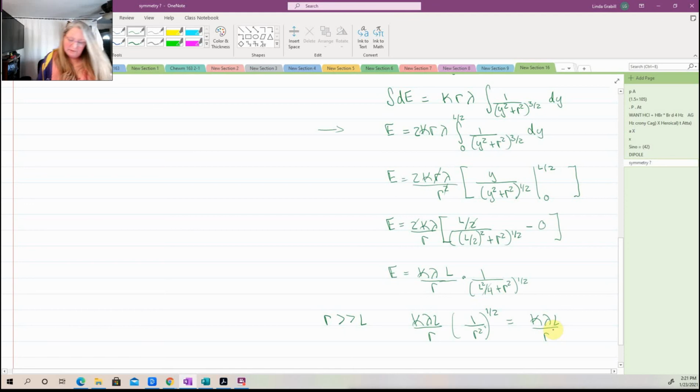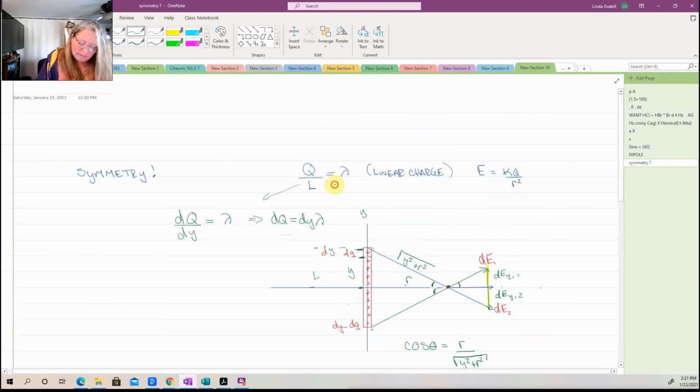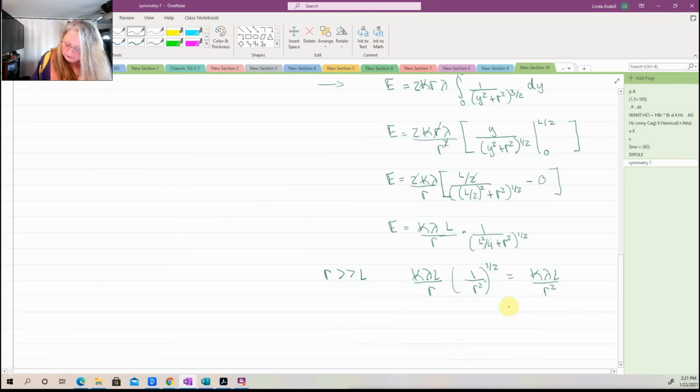What does that mean? Lambda L is just another way of writing q. So at a distance of r much, much greater than L, what do we get? We get kq over r squared. That means that that entire rod looks like a point charge. Kind of nice. And it's also a great way of double checking to make sure that we set everything up right.